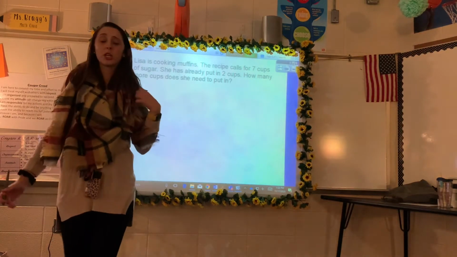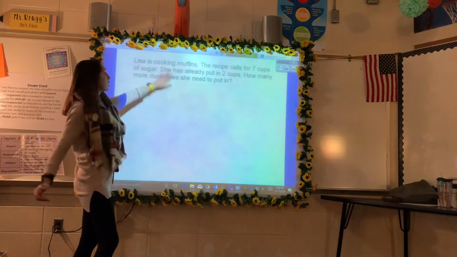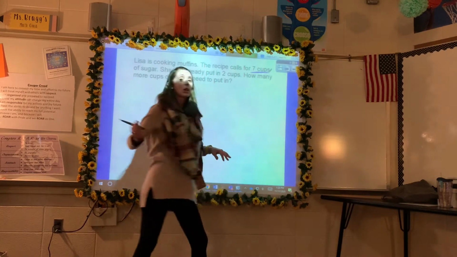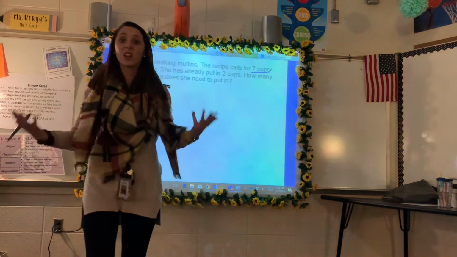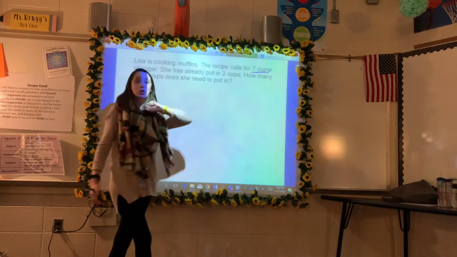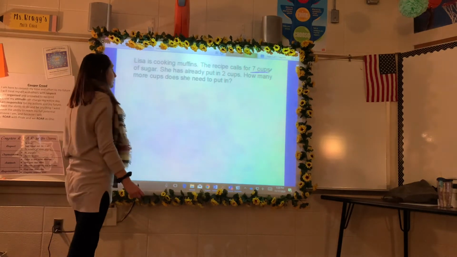The first thing we want to do is pull out some key evidence. We know that Lisa's cooking muffins. The recipe calls for 7 cups, so this whole recipe is going to be 7. So 7 is kind of like our total of sugar. She has already put in 2 cups. So she's already put 2 cups in there. How many more cups does she need to put in?